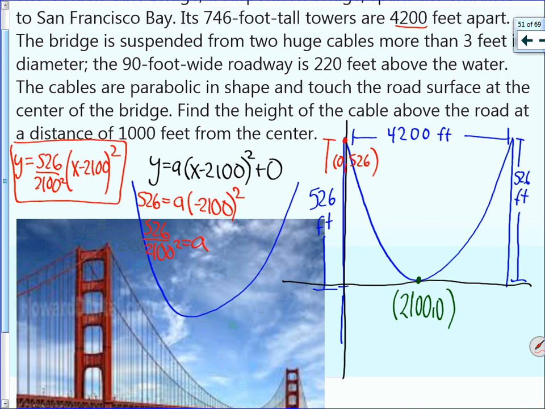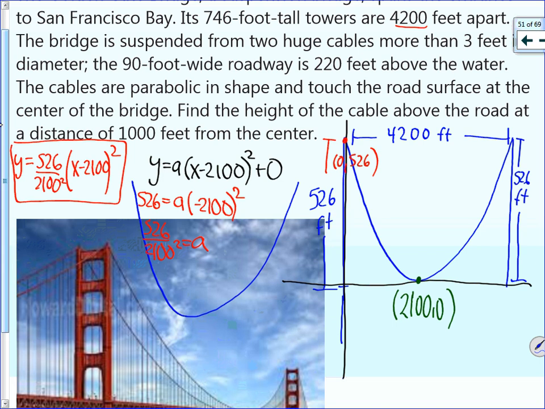Find the height of the cable above the road a distance of 1,000 feet from the center. How do I do that? Again, I want to hear from somebody. Okay. You could plug in 1,000 for x. That is your distance. Okay. Is x 1,000? If x equals 1,000, are you 1,000 feet from the center? Oh no.